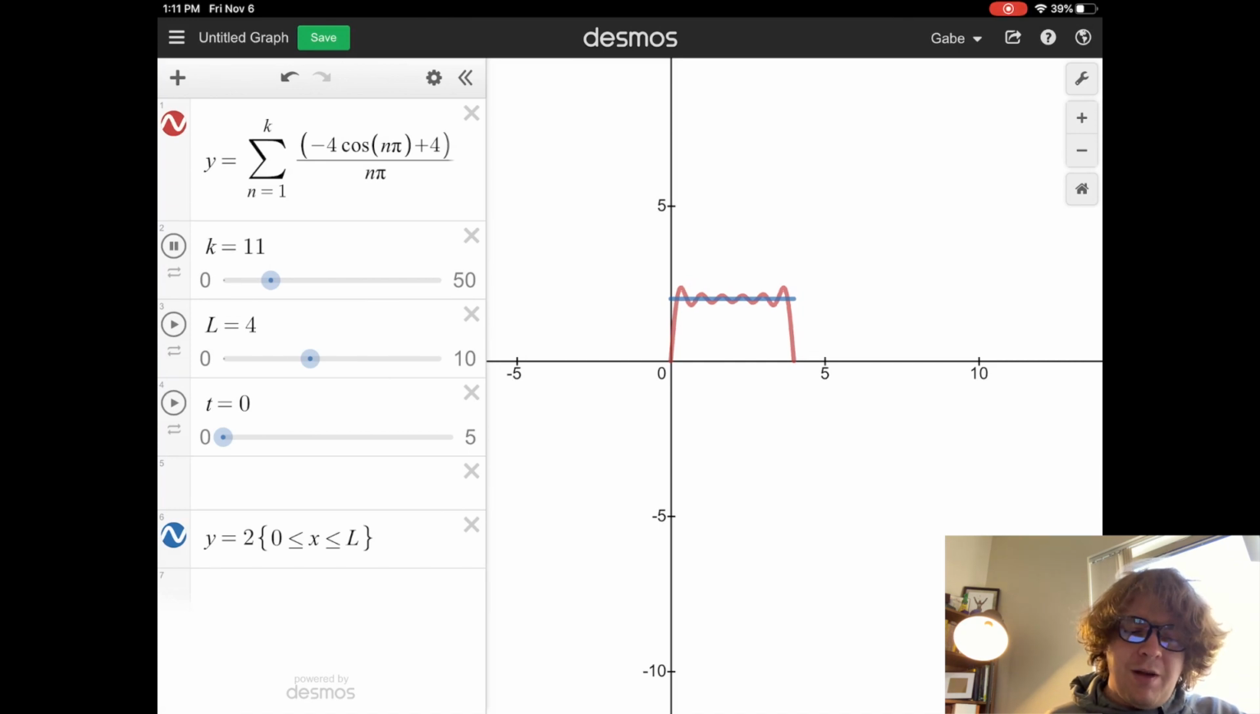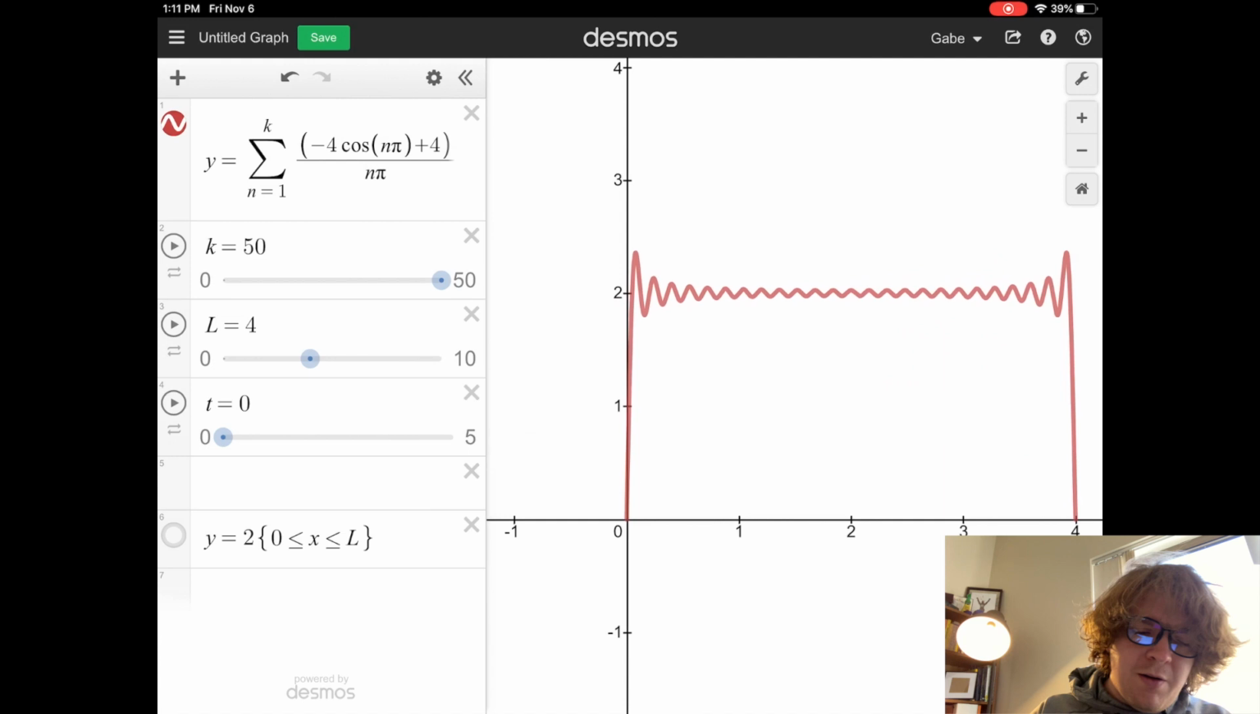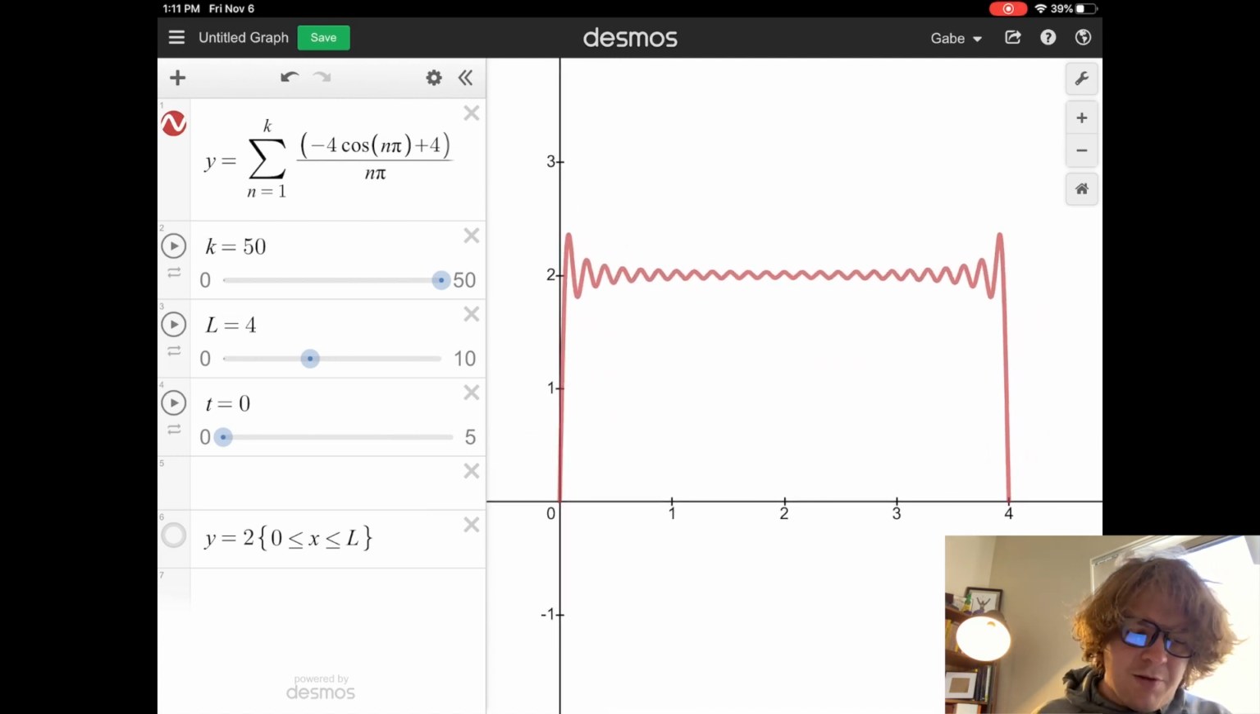So now we have this jumping up, and it looks like we're finally building our initial heat distribution in terms of all of these sine functions. So let me slide that all the way up to 50. So what we have now is our initial heat distribution in terms of only the sine functions, and notice the endpoints of the rod are still held at 0 degrees.